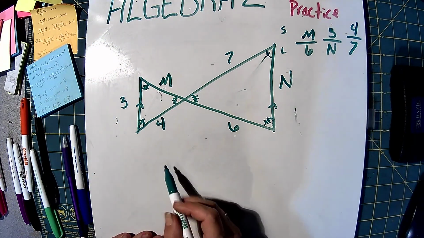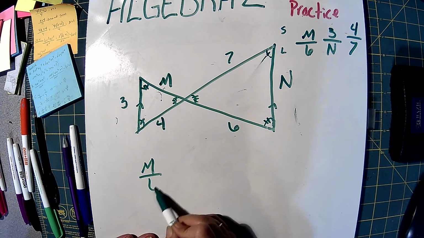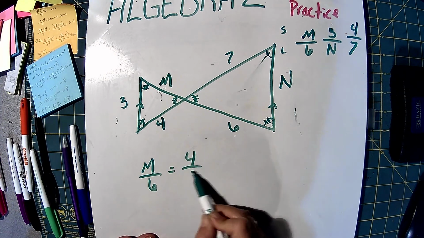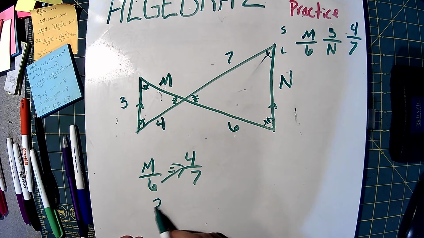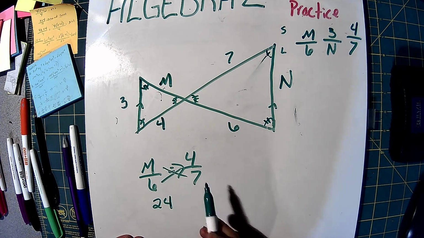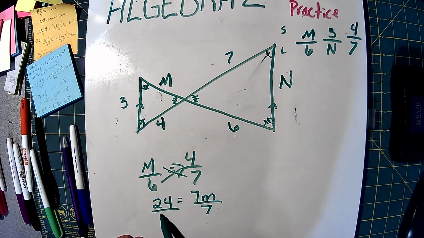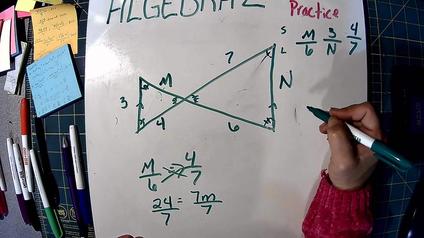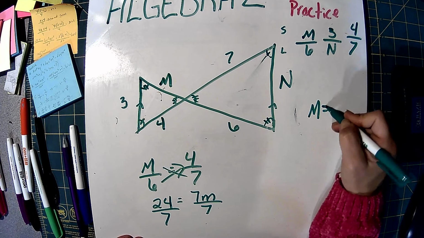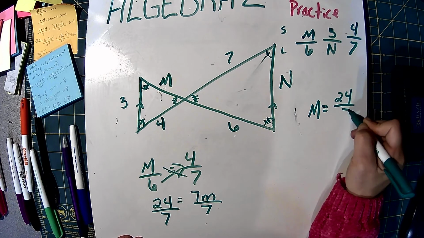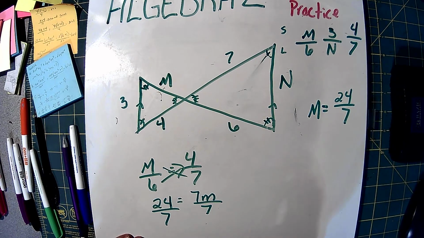So we can say m over 6 equals 4 over 7. And then we cross multiply. 6 times 4 is 24, equals 7m, divided by 7. So m is going to be equal to 24 over 7. Okay, so there's our first one.